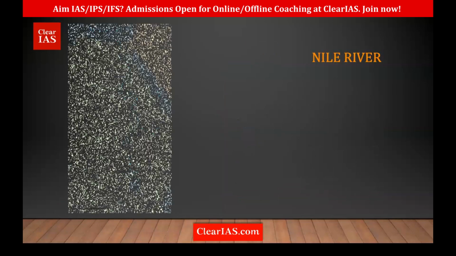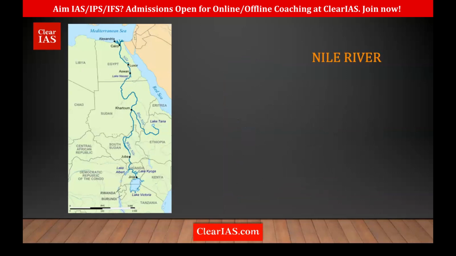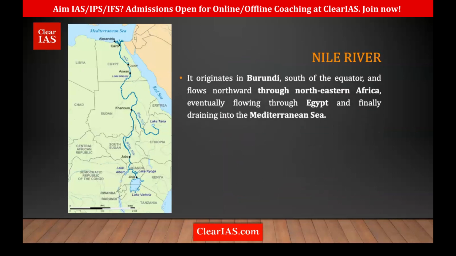Then the Nile River. This is very important. Where does it originate? Yes, Burundi in the south. It flows through Africa and empties into the Mediterranean Sea at Egypt.